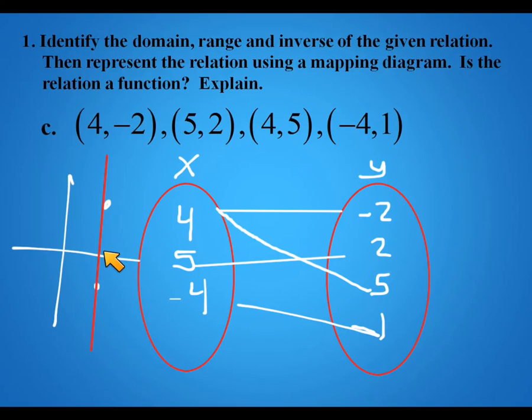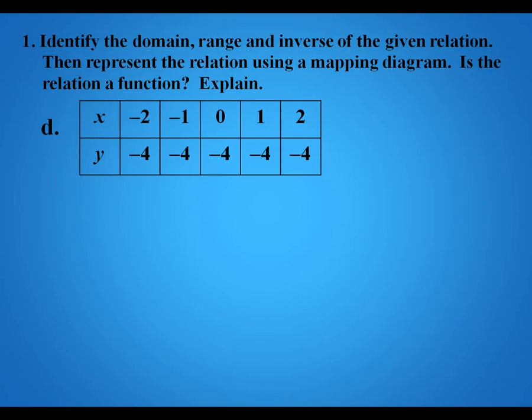This x value of 4 has two different y values. If I drew a vertical line through that, it touched it twice. So it's not a function. Okay? So that's the first thing we need to know here.